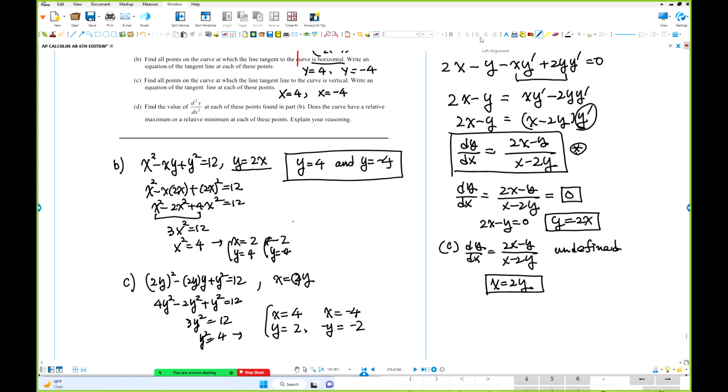Okay, the last question, choice D. Find the value of the second derivative from part B. Where is the first derivative? This is the first derivative over here: (2x minus y) over (x minus 2y).